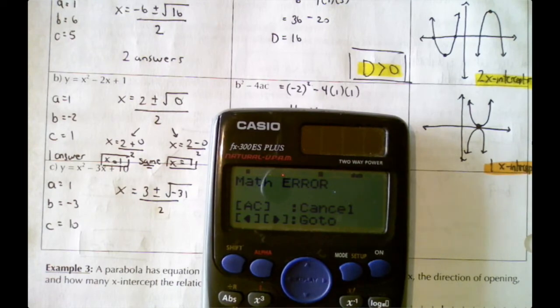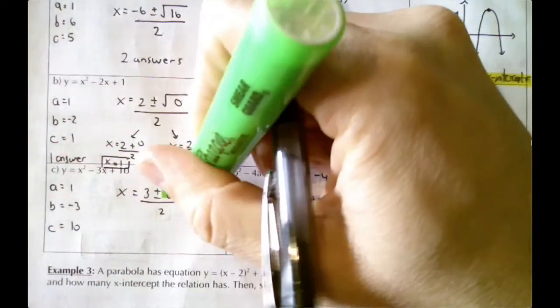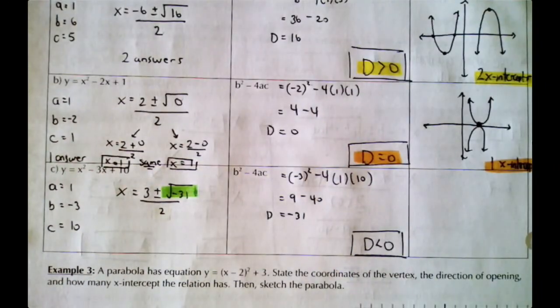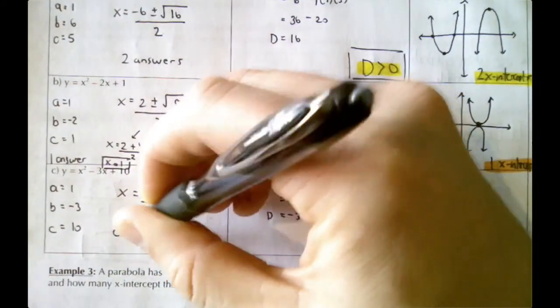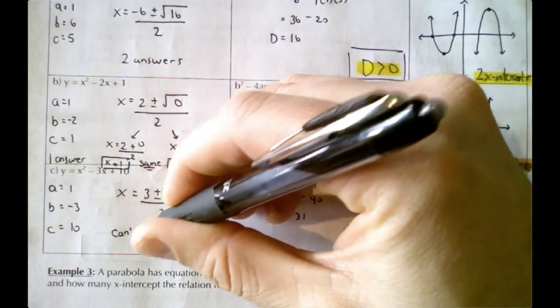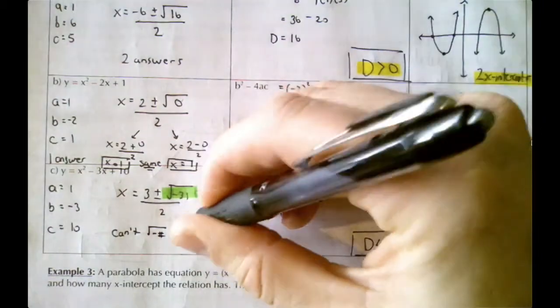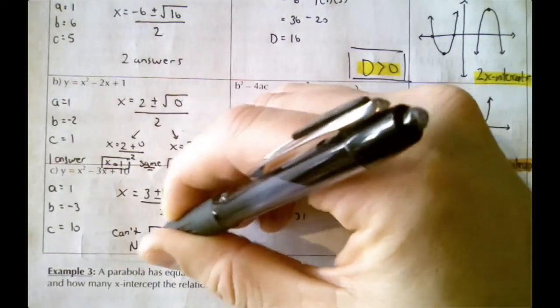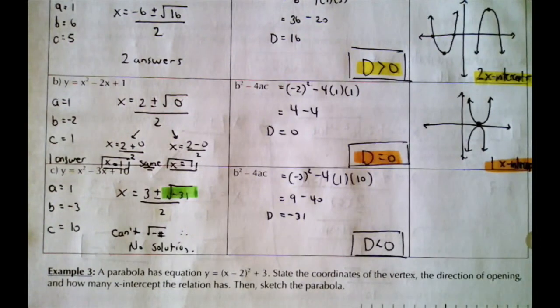Well, why do we get an error? The reason we get an error is because of this. You can't square root a negative. So no matter whether we're going to add or subtract the square root of negative 31, a negative number. Therefore, there's no solution. Since we can't square root a negative, there's no solution.